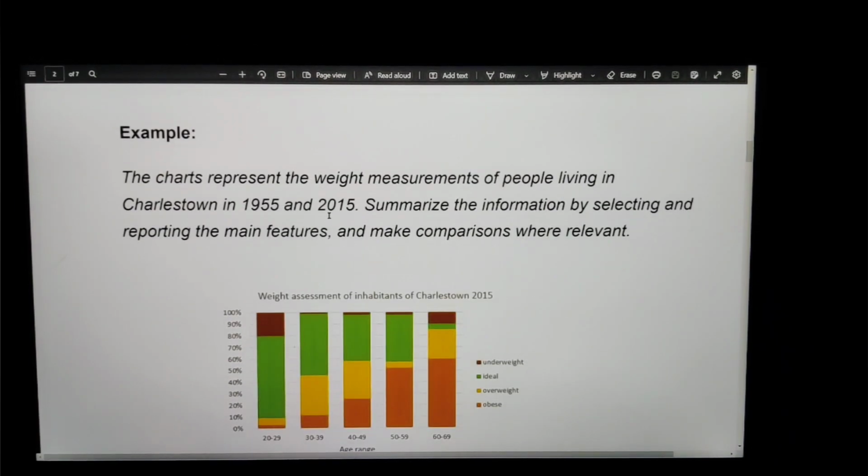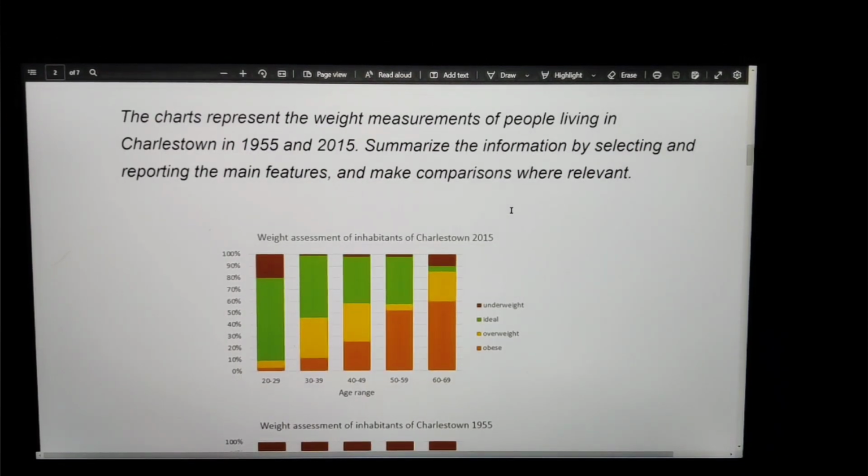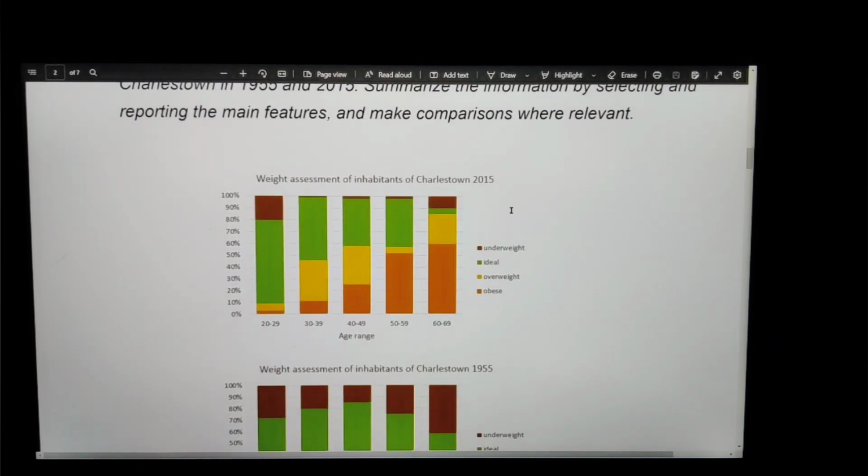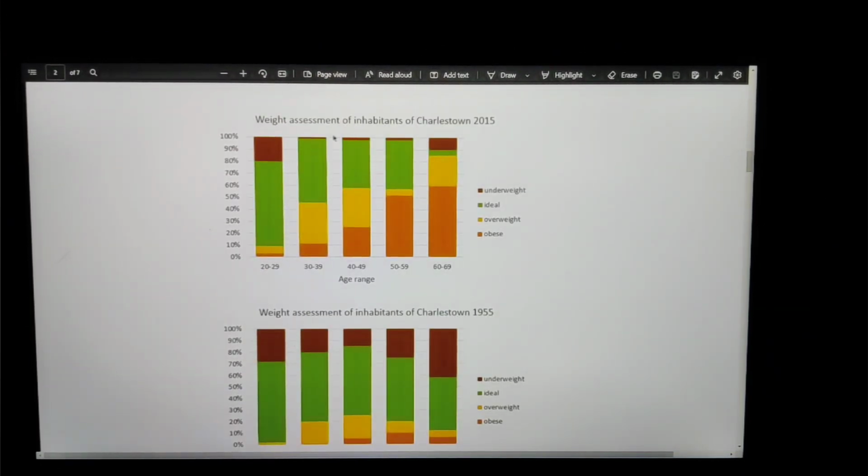The chart represents the weight measurement of people living in Charlestown in 1955 and 2015. So we'll have to summarize the information by selecting and reporting the main features and make comparisons. This is the chart of weight assessment of inhabitants of Charlestown in 2015. This is the age range 20 to 29, 30. The graph starts from the range 10 and goes till 69. So these are the references.